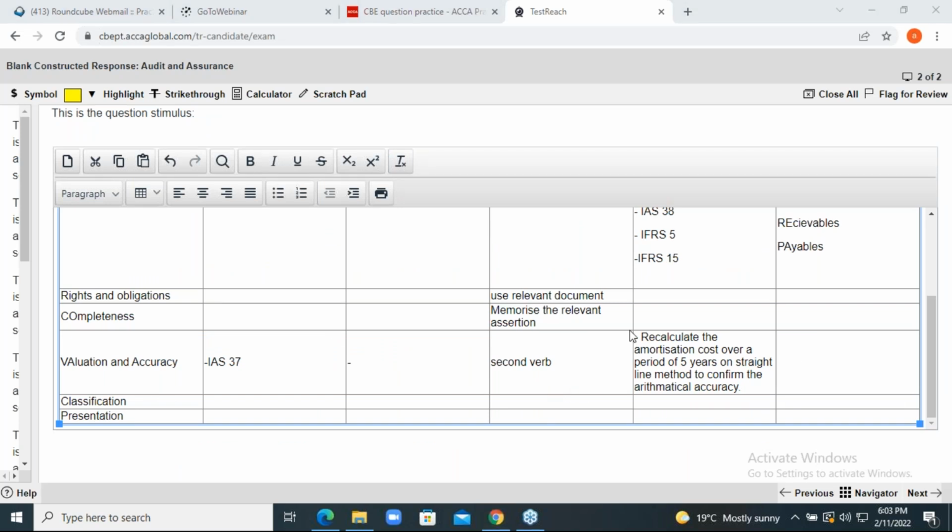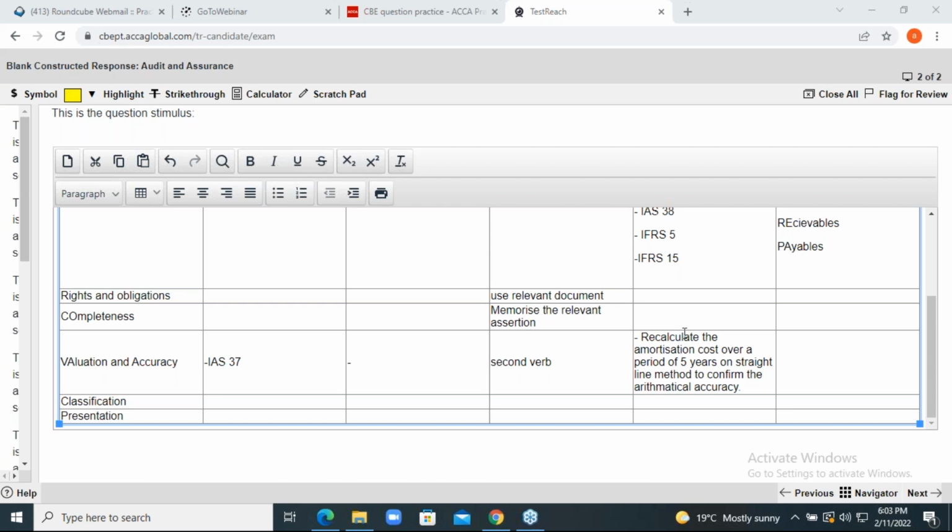Now, this is a procedure that is written by Rubaid: recalculate the depreciation charge for the property over the useful life of 50 years to confirm arithmetical accuracy. This is exactly what I was talking about, converting a generic procedure into a specific procedure. So this student Rubaid has successfully converted it. I am repeating what he has said.